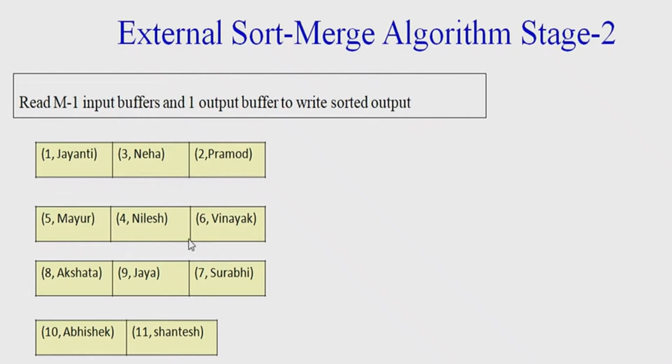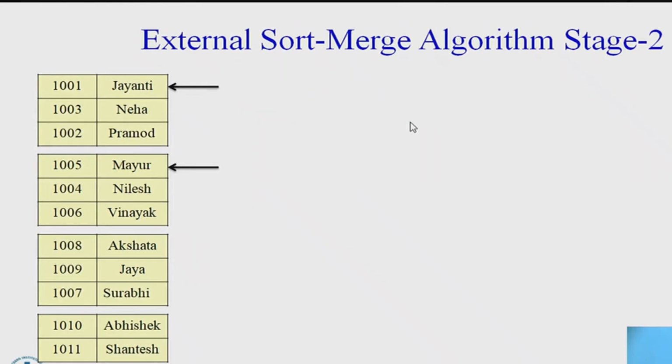So in the second stage, we have to read M-1 input buffers and 1 buffer for writing the output. Here M is 3, so we will be reading only 2. Now we have 4 runs, but 1 block of each run cannot fit. So we are going to take as many as we can fit. We will read only the first 2, then the next 2, and so on. Once they have been merged, we go for the next 2 runs, and so on.